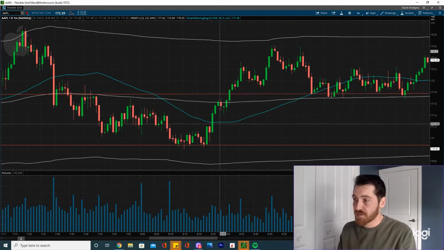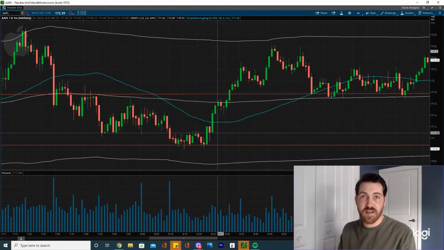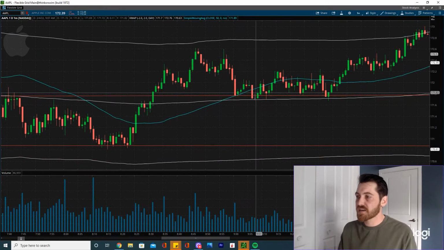Why is it support? Because it broke resistance. If resistance is above and it breaks through it, it becomes support. And here we see it respecting that level.